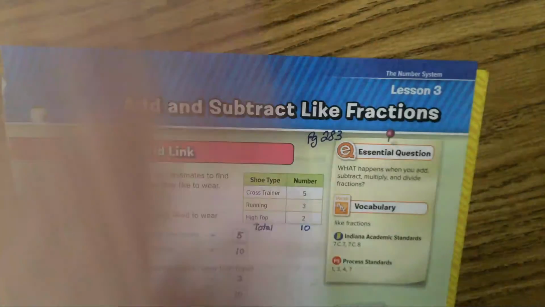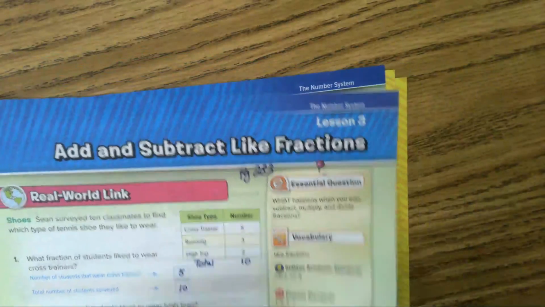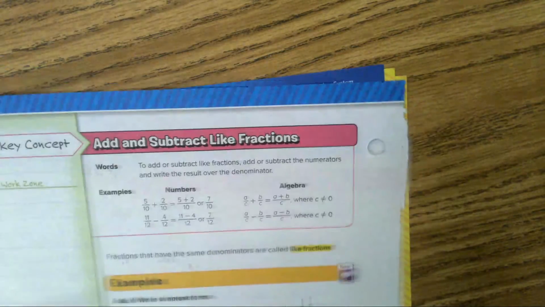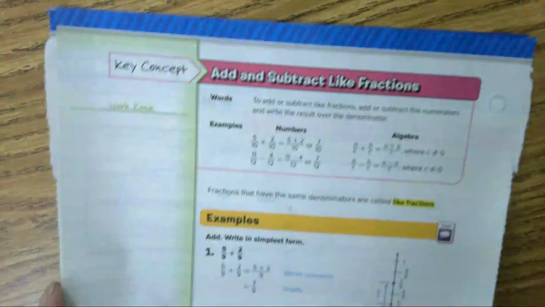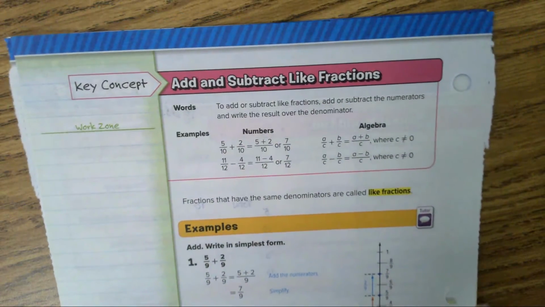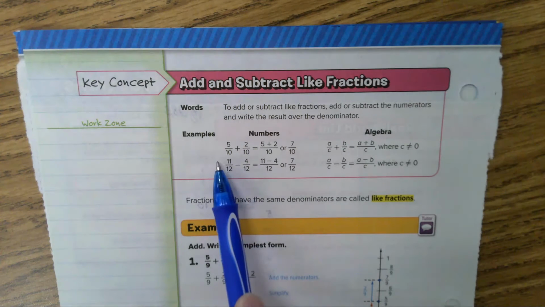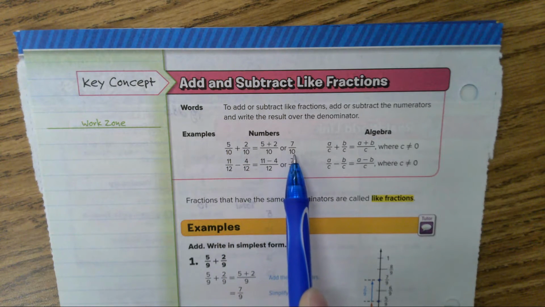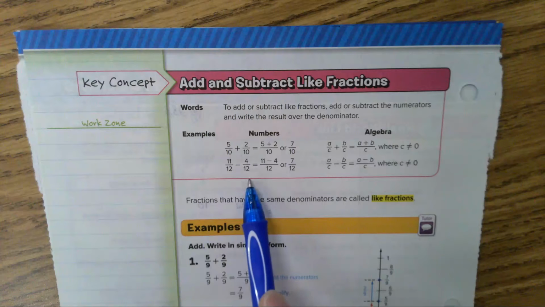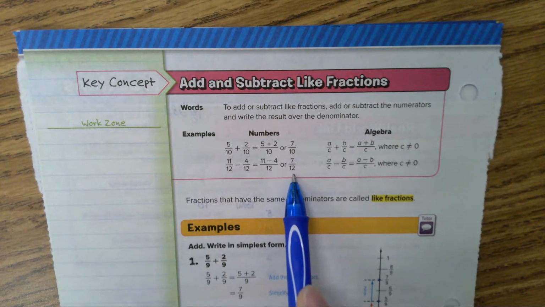Okay, now let's turn to page 284. On page 284, our key concept is add and subtract like fractions. To add or subtract like fractions, add or subtract the numerators and write the result over the denominator. 5/10 plus 2/10 equals 7/10. 11/12 minus 4/12 is 7/12.